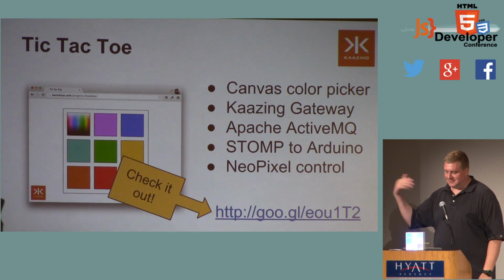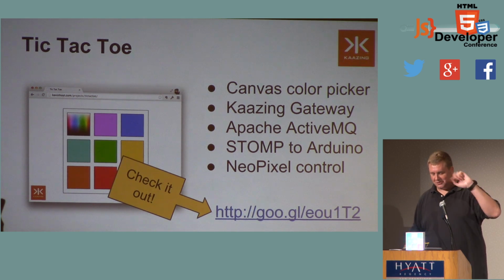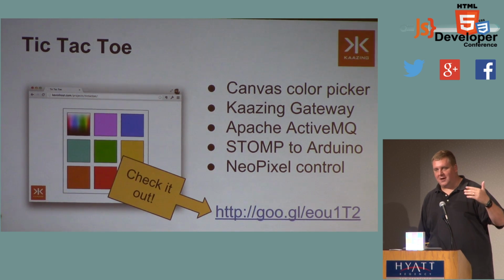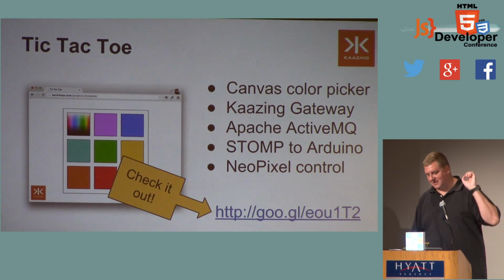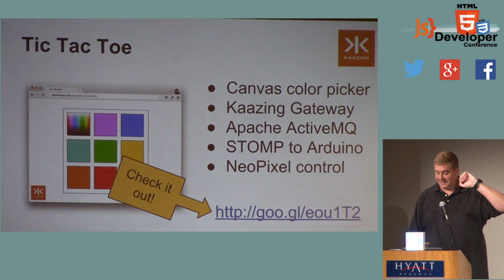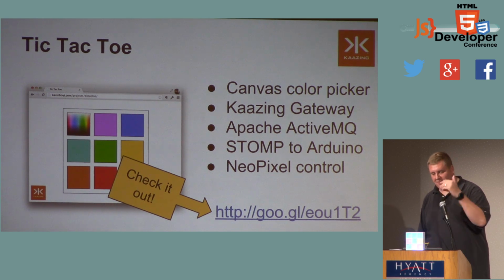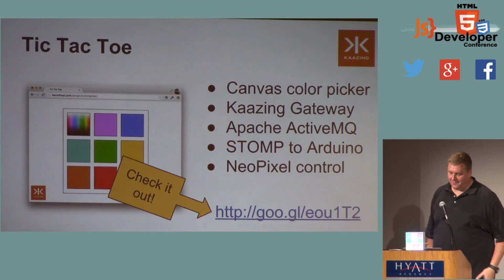So what happens here is there's a canvas-based color picker. That's what you're actually clicking on to change the colors. When you click on a color, the RGB value of that pixel is taken, thrown across the Kaazing gateway and distributed via ActiveMQ. In this case, via the STOMP protocol again, which I mentioned, just a really easy protocol to implement, over to the Arduino, and then the Arduino controls the pixels, and off you go.